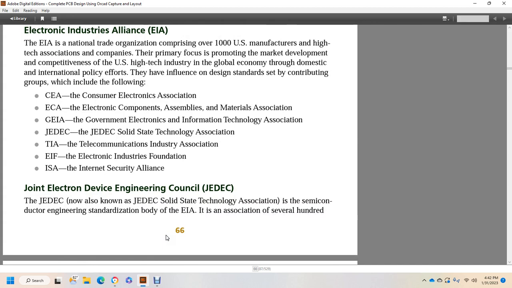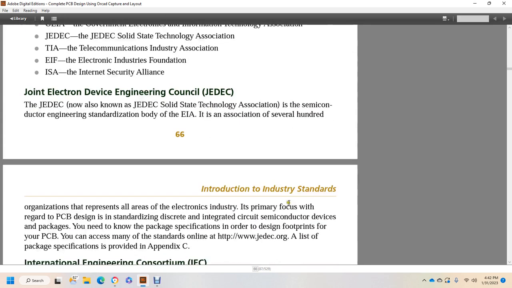The Joint Electron Device Engineering Council, known as JEDEC Solid State Technology Association, is a semiconductor engineering standardization body of the EIA, Electronic Industry Alliance, an association of several hundred organizations that represent the electronic industry, with the primary focus on printed circuit board design, standardizing discrete and integrated circuits for semiconductor devices and packages.